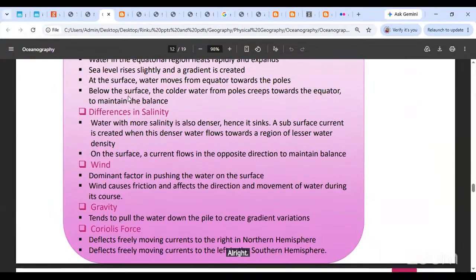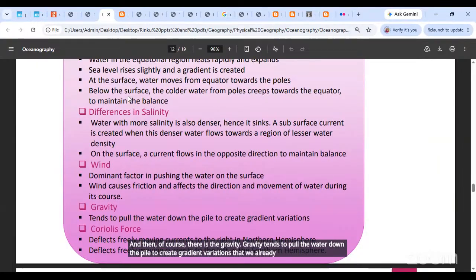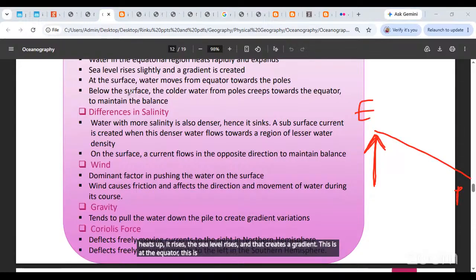And then, of course, there is gravity. Gravity tends to pull the water down the pipe to create gradient variations, which we already studied. When water expands and heats up, it rises, the sea level rises, and that creates a gradient. This is at the equator, this is at the poles. It creates a smaller gradient.